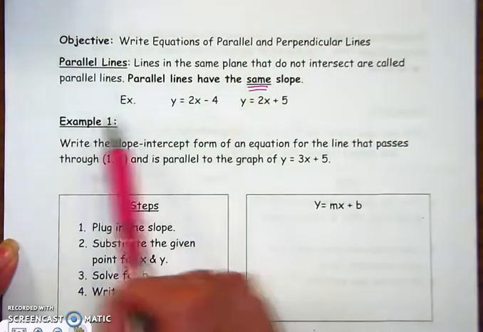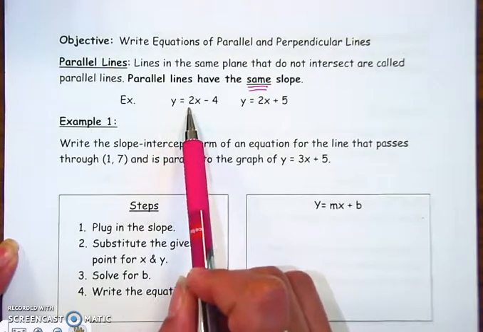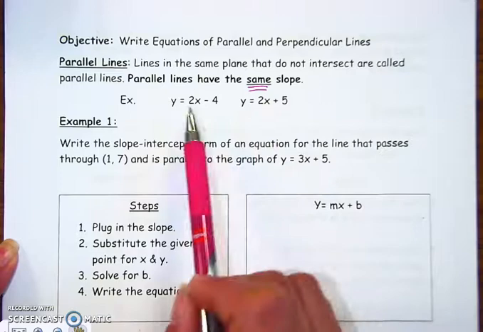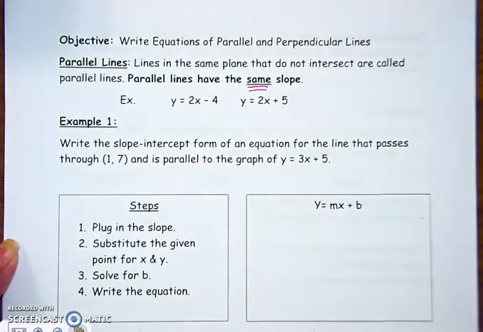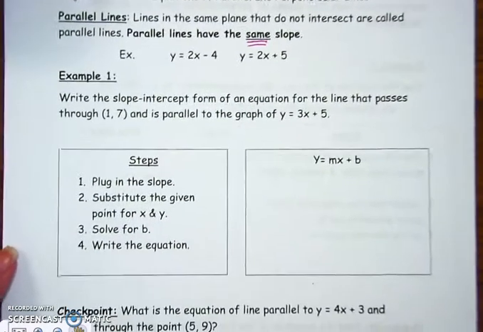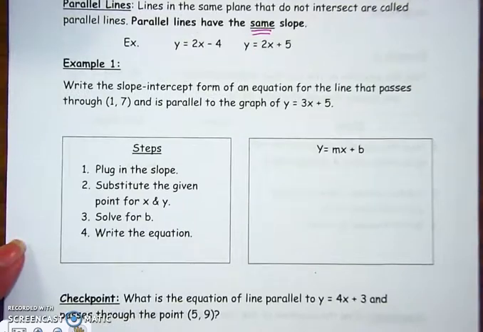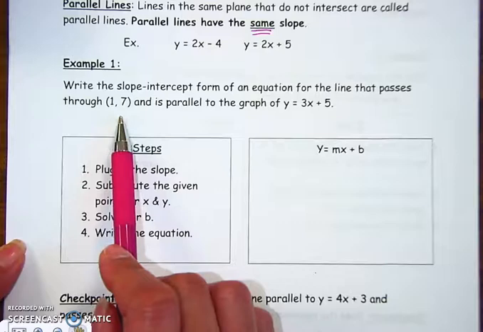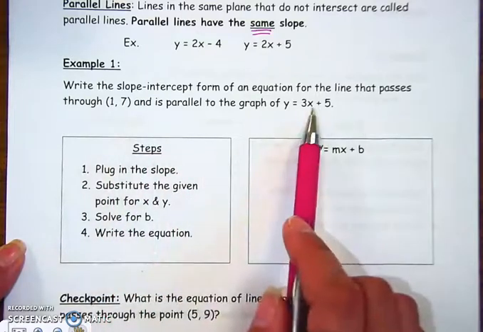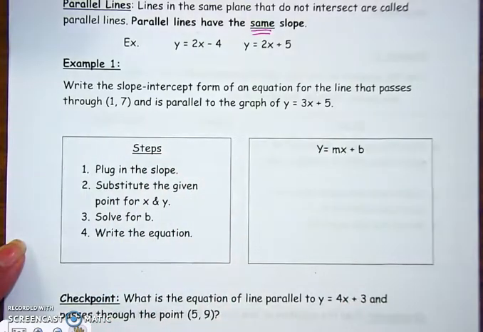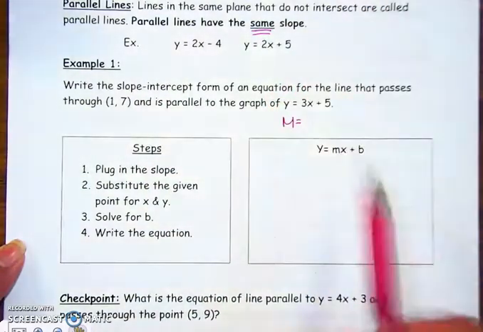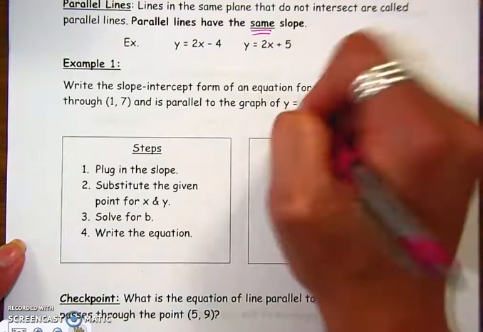For instance, if you look at the example, notice the slope here is 2. The slope here is 2. We know that these two lines are parallel. If we look at example 1, they want us to write an equation in slope-intercept form for the line that passes through this given point and is parallel to the given equation. So the first thing you want to do is identify the slope of the given equation. And we know that the slope is 3.